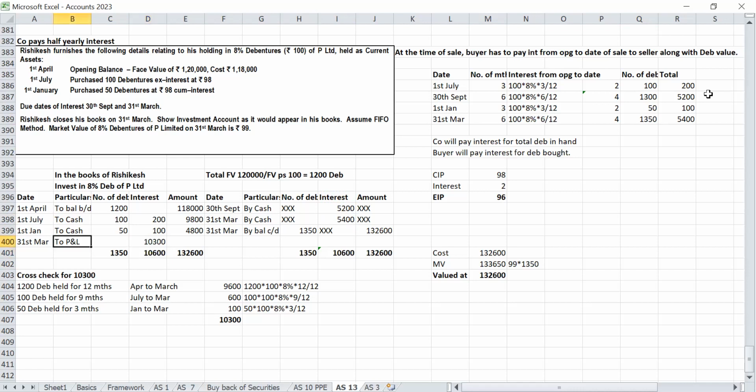$10,300 will be transferred to profit and loss. Now also the total is 10,300, but in a different way. You do this sum and send me the paper.